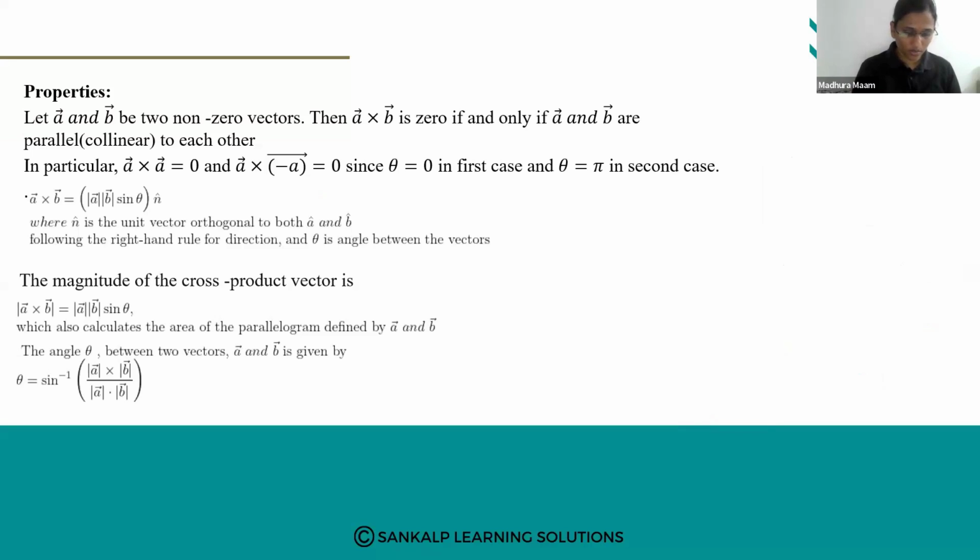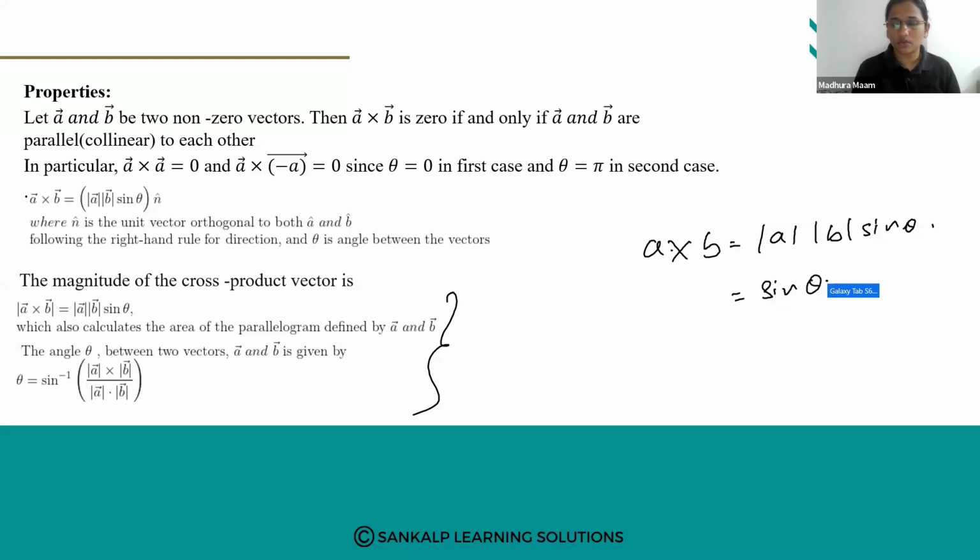Next, magnitude. If you want to find the angle, how will you find the angle? This is magnitude of A, B sine theta into n cap. n cap can be used anyhow, and n cap is 1 only. So how will you find the angle between them? Using this formula. You can adjust it as needed.